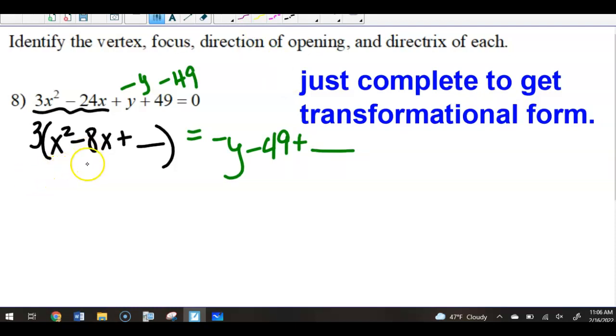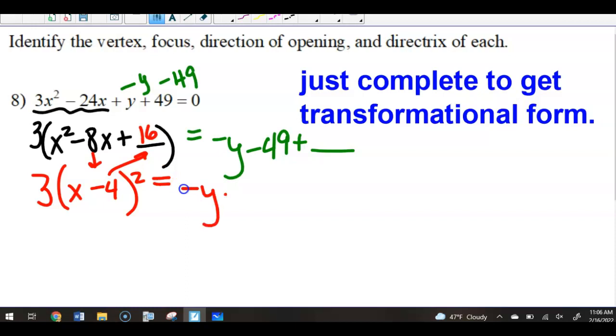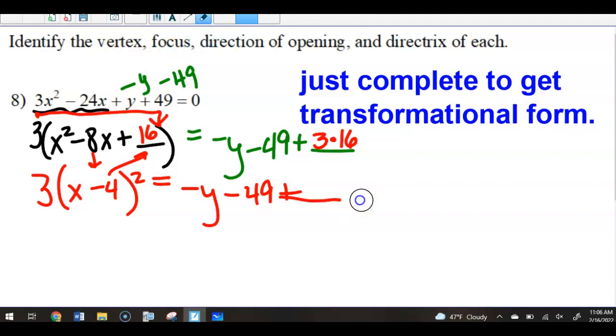Then I am going to complete the square by taking half of this, so it'll be x minus 4, and when we square it, we'll get 16. Over here, we'll have -y minus 49 plus, this is going to be 3 times 16 that goes in this blank. And maybe I'll just write that here. If you add -49 plus this turns out to be 48, you get a -1.